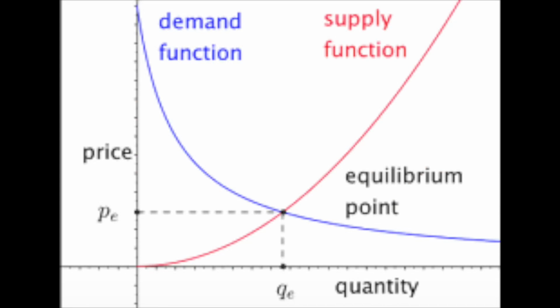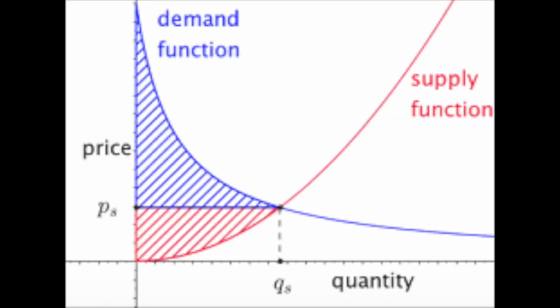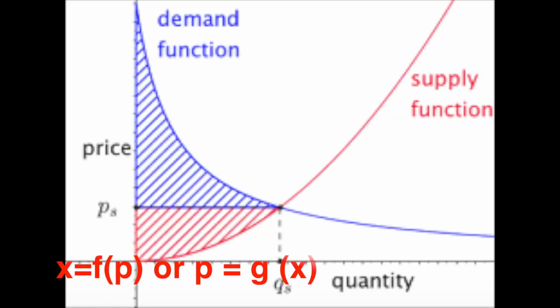The next function is the demand function. The price of our product will fluctuate depending on the supply and demand of that product. This equation relates the price per unit to the quantity demanded. If P is the price per unit of a certain product, and X, as mentioned, is the number of units demanded, then we can write the demand function as X equals F of P, or P equals G of X. So the price P is expressed as a function of X.